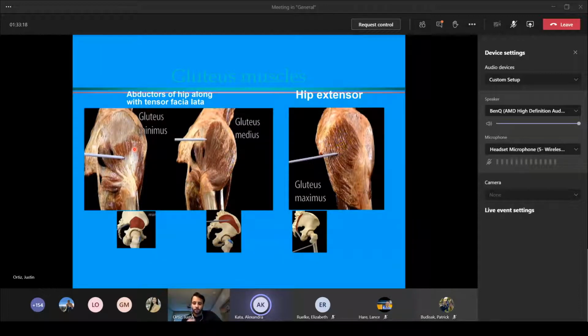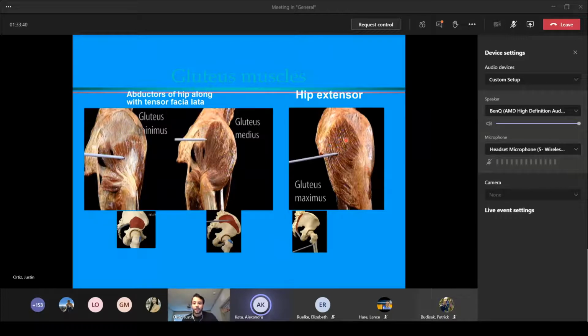And then real quick, where is the tensor fasciae lata in regards to this? Would that be superior to the gluteus medius? The best picture to see that is here, because gluteus maximus, we know, attaches to the iliotibial tract. You can't see it too well here, but the tensor fasciae lata would be located right here.